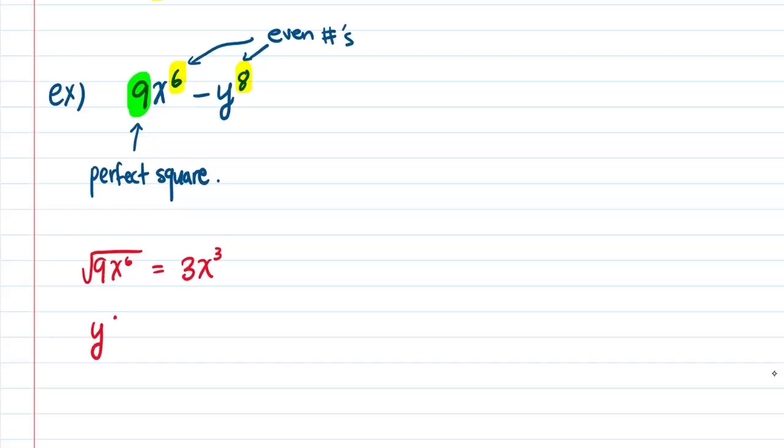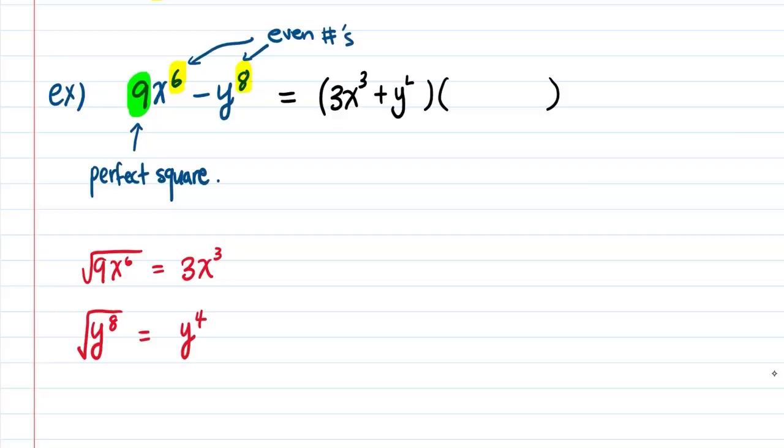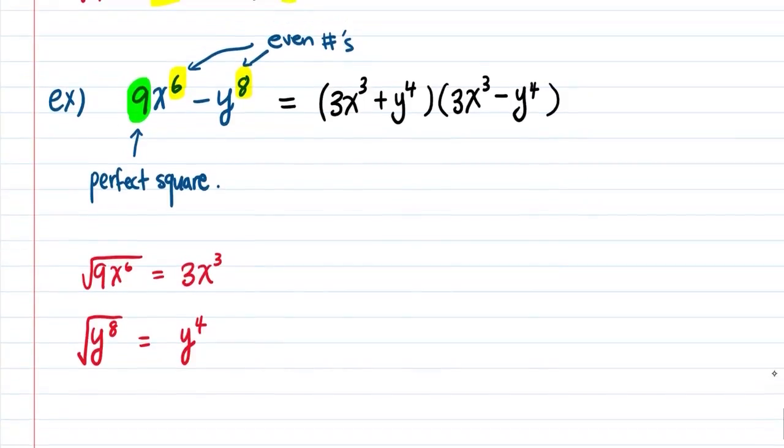And y to the power of 8, take the square root, and that will be y to the power of 8 divided by 2, so that will be 4. Okay, so we got those two terms. Then we can do two sets of brackets, 3x cubed plus y to the power of 4, 3x cubed minus y to the power of 4. Okay, let's try one more.